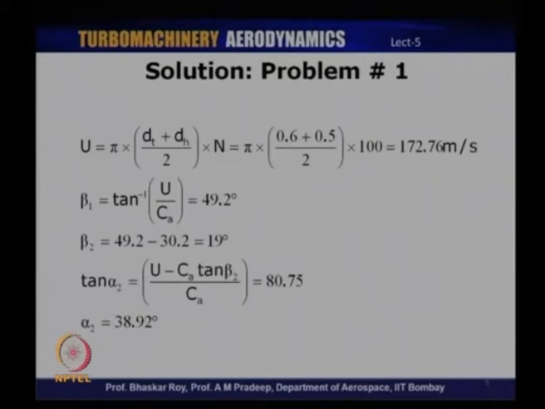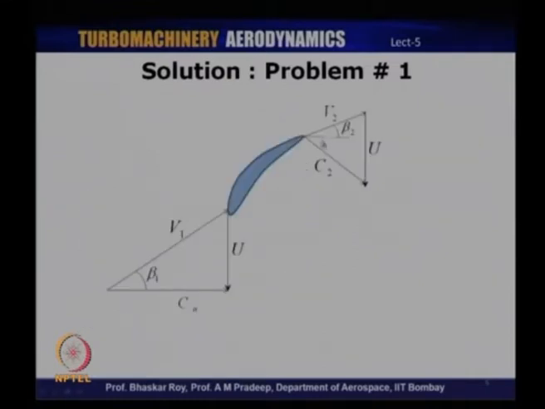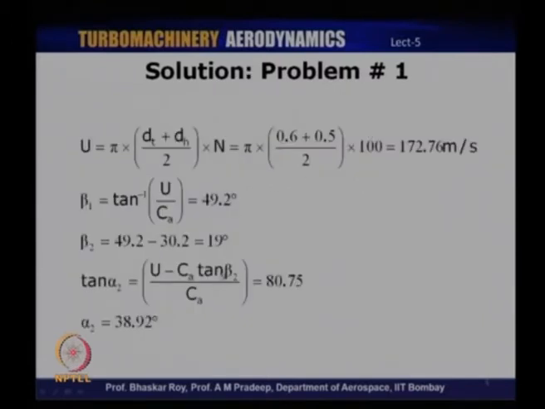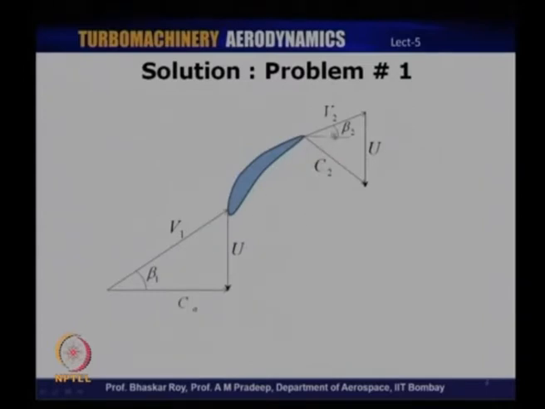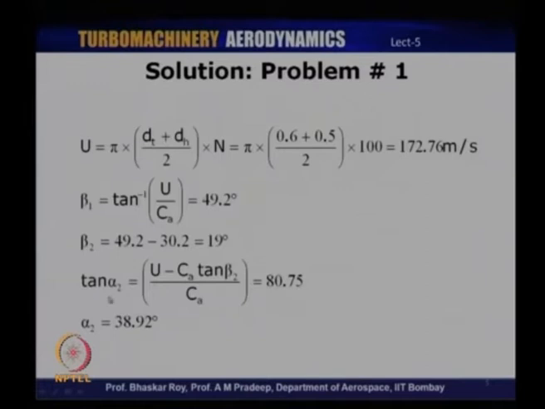And then we again solve the velocity triangle at the outlet for tan alpha 2. Let us go to the velocity triangle. Alpha 2 is this angle. So, tan alpha 2 would be U, which is this component, minus what is left here, which is given by C A tan beta 2. And why is it so? Because the flow is turned by this angle and C A is this component. C A tan beta 2 is basically this part of it. Therefore, U minus C A tan beta 2 is this, and that basically is equal to this rest of it, divided by C A will be tan alpha 2. So, beta 2 we have already calculated, and therefore, we can calculate alpha 2 as 38.92 degrees. So, we have now solved both the velocity triangles.